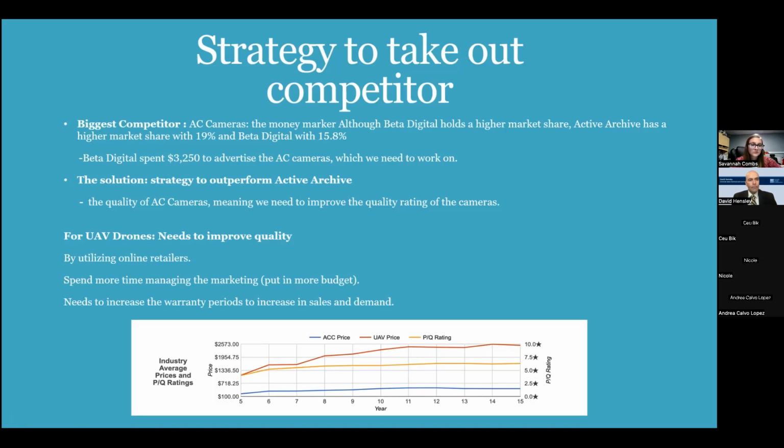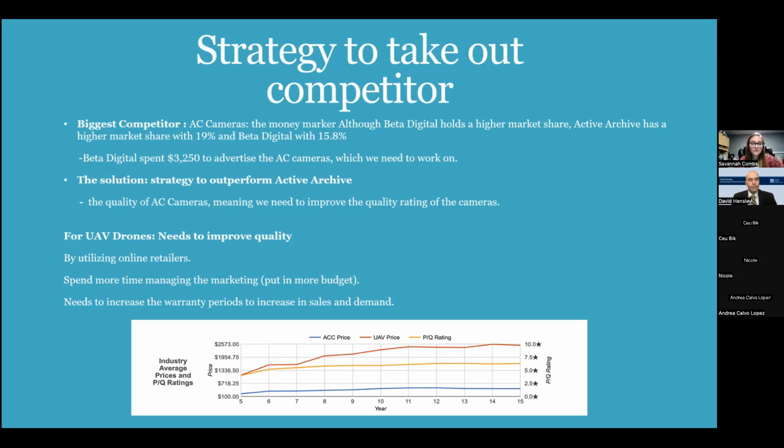And the solution to outperform Team A is that we need to work on the quality of the AC camera, meaning we have to improve the quality rating of the cameras. We might take a loss in the first year to spend more on improving the AC camera to a higher quality, but it will prove to be a better product and a higher demand across all the sales regions. Also, we need to correct our mistakes with our marketing strategy and utilize our time and energy to advertise our product in a way to capture our audience, put more budget towards advertising to increase sales, and improve brand reputation by utilizing the online retailers to get higher results in sales, and give positive and honest comments.